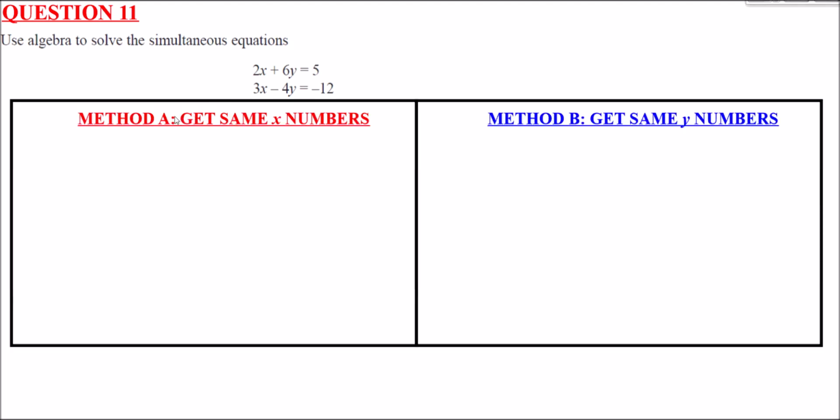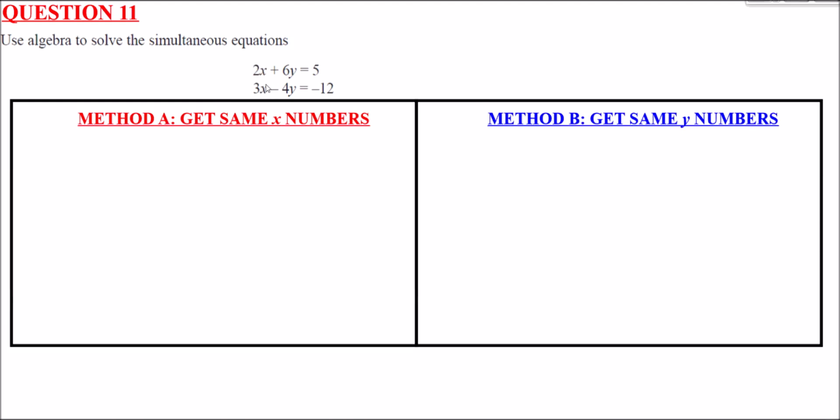Question 11, I need to solve these simultaneous equations: 2x plus 6y equals 5, 3x minus 4y equals minus 12. These are both linear. The standard method is to get either the x numbers the same or the y numbers the same. So we can do it any way we want, to be honest. Method A, I'm going to show you how you could do it by getting the same x coefficients. Method B, I'll show you how you could do it if you want to get the y values to match.